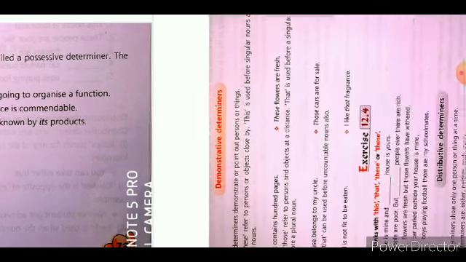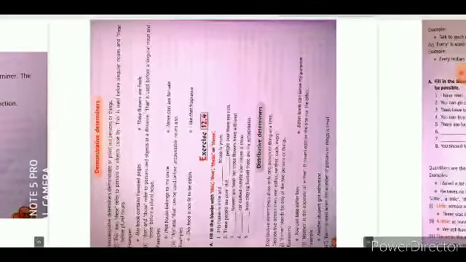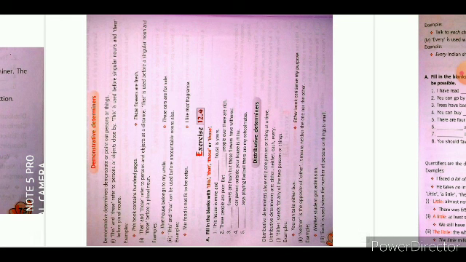Okay. Now further, just have a look at the demonstrative determiners. What will the demonstrative determiners be? Demonstrative determiners demonstrate or point out persons or things, like this, these, that, those. That means, my dear students, demonstration means pointing out towards something or someone. So when demonstration is shown with the help of determiners, they are demonstrative determiners.